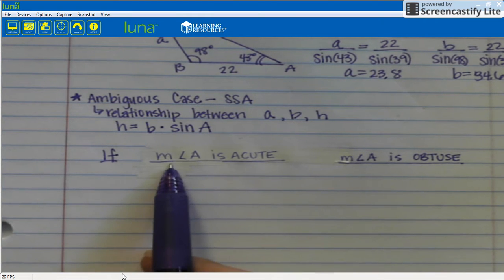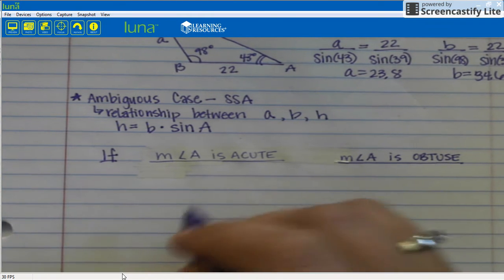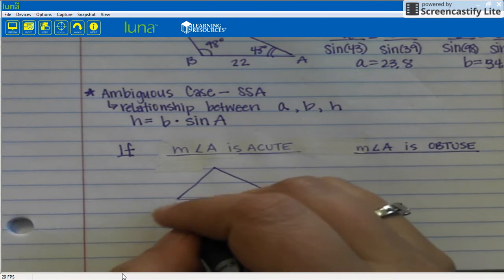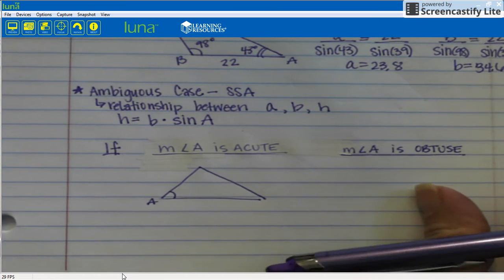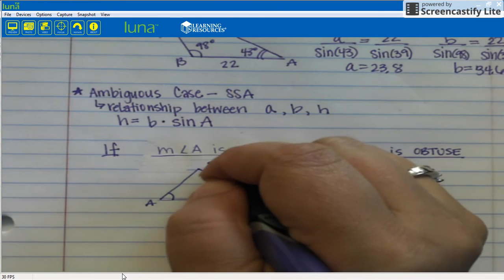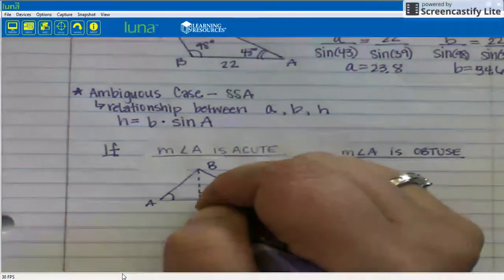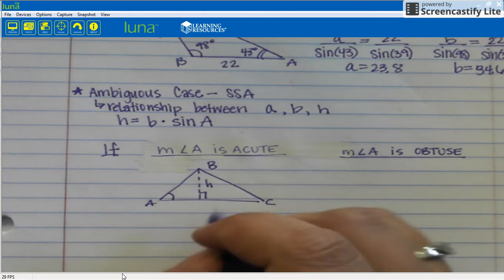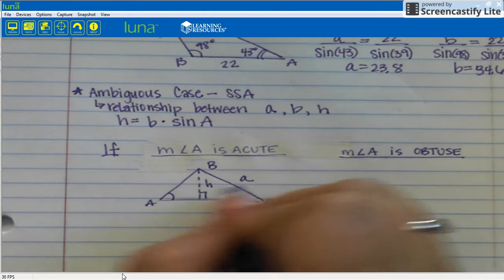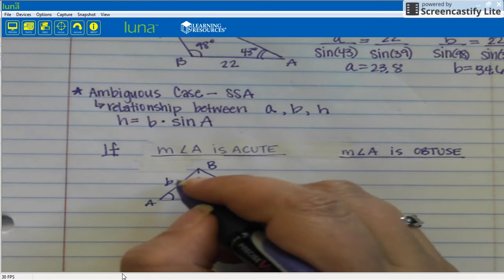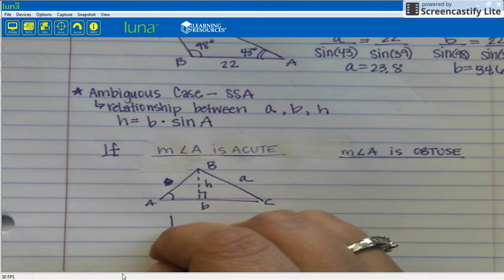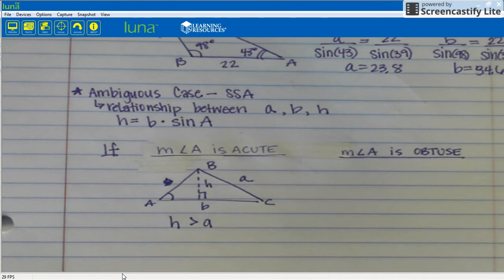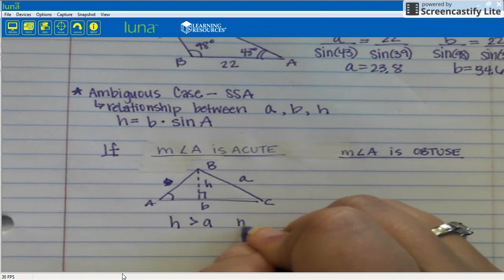So if the measure of angle A is acute, so we have an acute triangle, and A specifically is less than 90 degrees, then we're going to have this height within our triangle that we are going to compare to. So when you find H, if it is greater than A, then you are not a triangle.